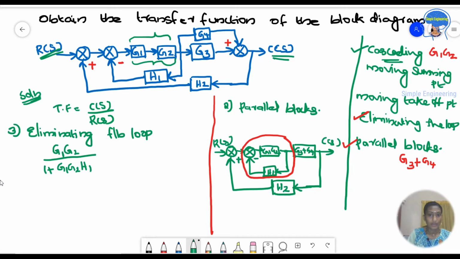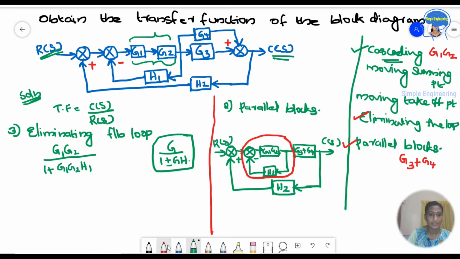Your C of S by R of S will be G by 1 plus or minus GH, depending upon your feedback, either negative feedback or positive feedback. If it is negative feedback, your sign will be positive. If it is positive feedback, you have to put a negative sign. So eliminating the loop, this one we will get, this is your G.